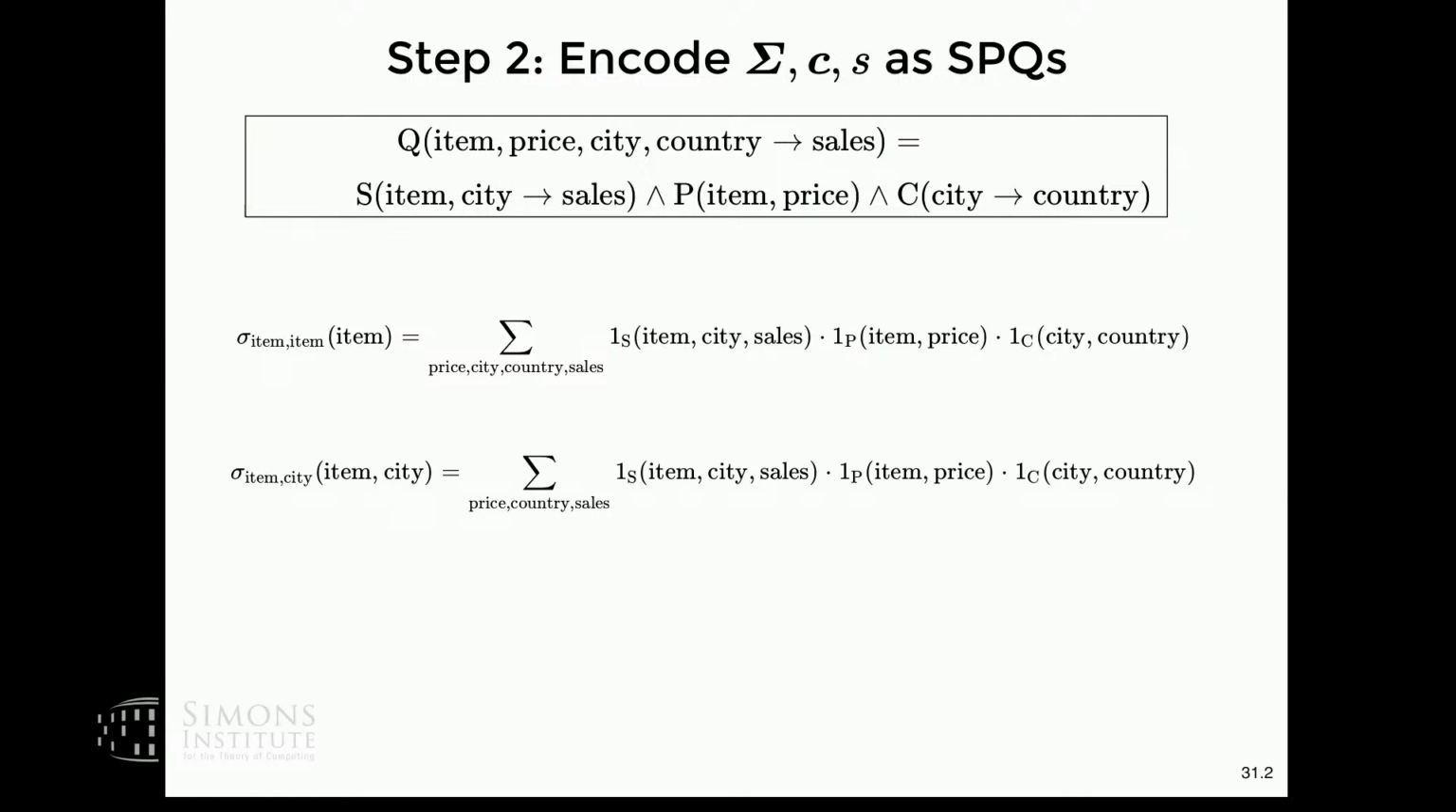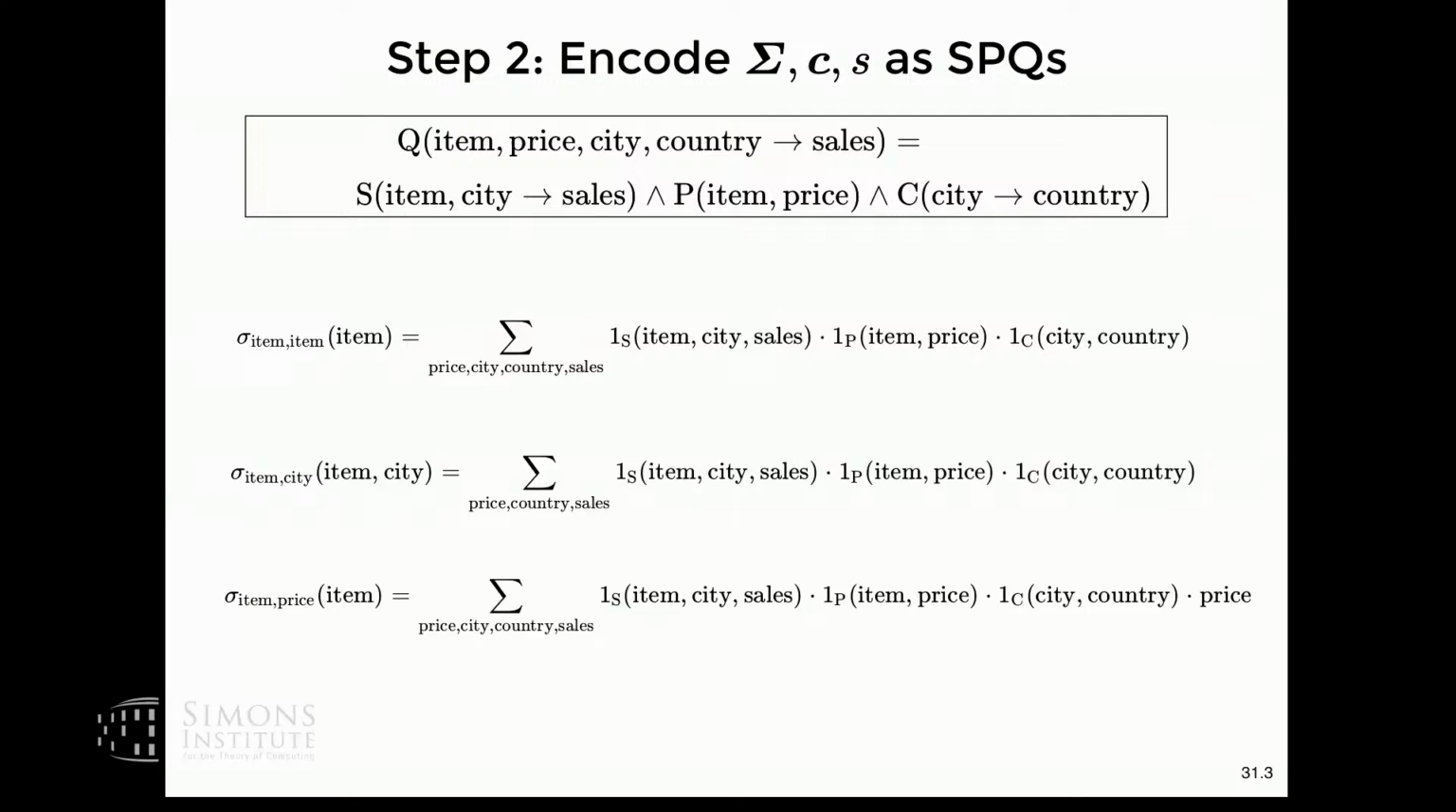There is a similar SPQ for item city. It's exactly the same thing. So over here, we didn't really change this conjunction, this product. However, over here, now we are grouping by item, city. So for every pair item, city, now our target is to count entries in Q with this pair item, city.